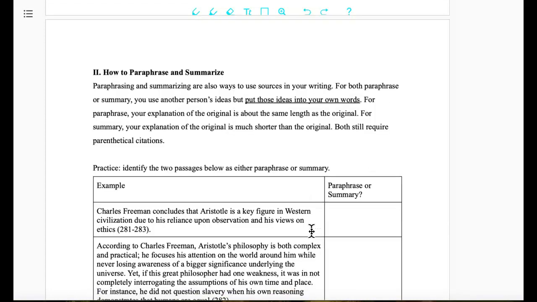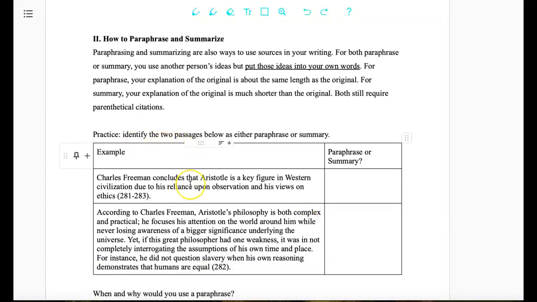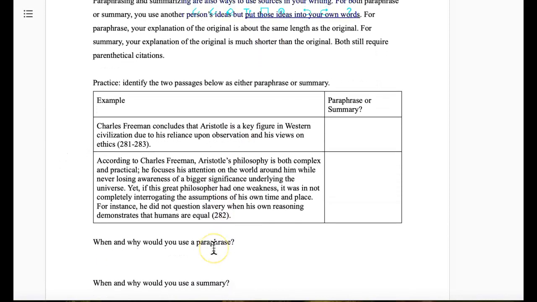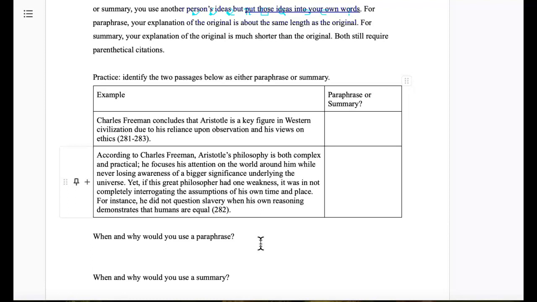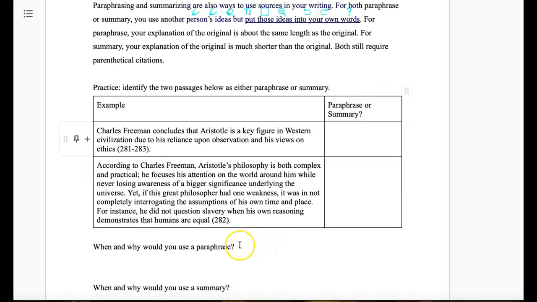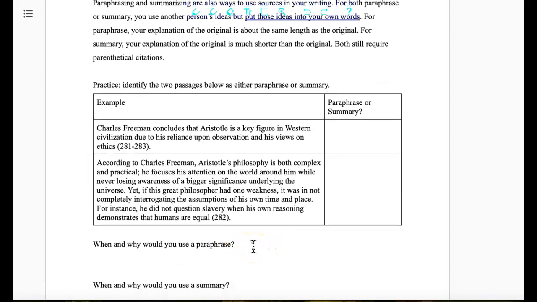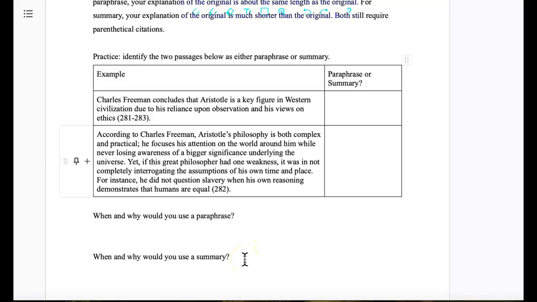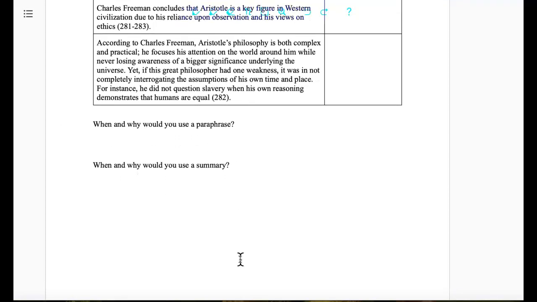So for the practice here, I want you to identify the two passages below as either paraphrase or summary. Read over these and then decide, is this paraphrase, using the definitions up here, or is this summary, using the definition up here? And then I want you to consider, when and why would you use paraphrase? And remember, that's when you use another person's ideas but put them into your own words, and you use about the same number of words as the original. And when and why would you use a summary? That's when you are using another person's ideas but greatly condensing it. What would be the purpose of each of those in writing one of your own essays?